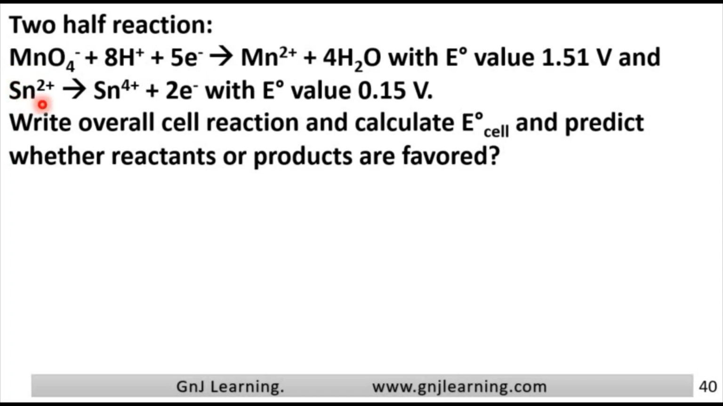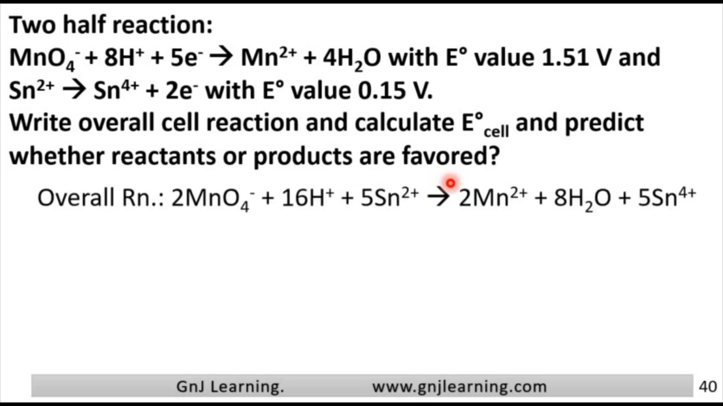Whereas Sn2+, tin in its reduced state, is getting oxidized to the 4+ oxidation state, leaving out 2 electrons. That means this is oxidation and its E0 value is given. So the reduction having the higher voltage means the reaction is feasible. So let's read out the question completely. Write the overall cell reaction and calculate E0 cell and predict whether the reactants or products are favored.